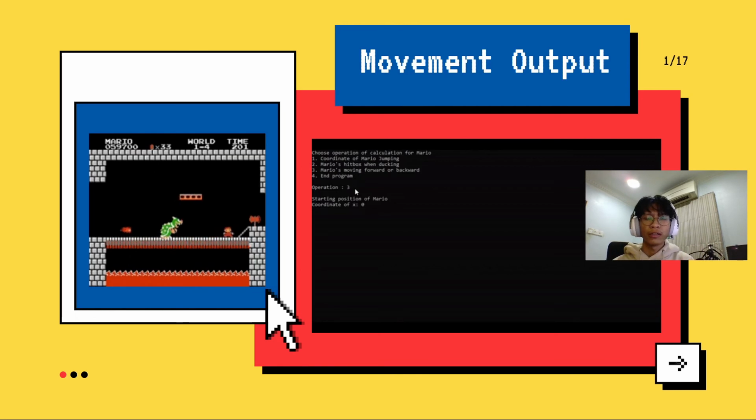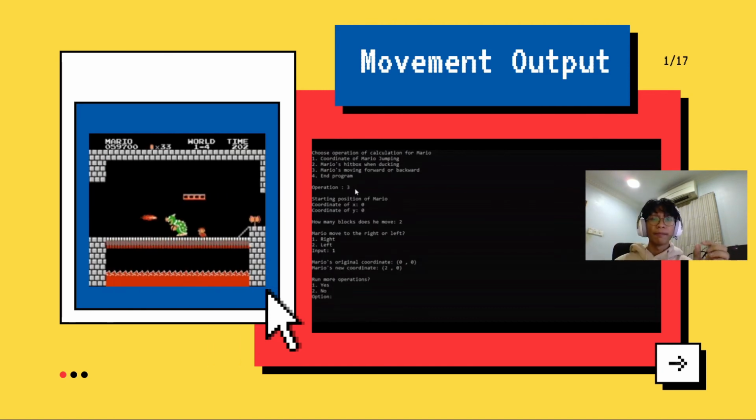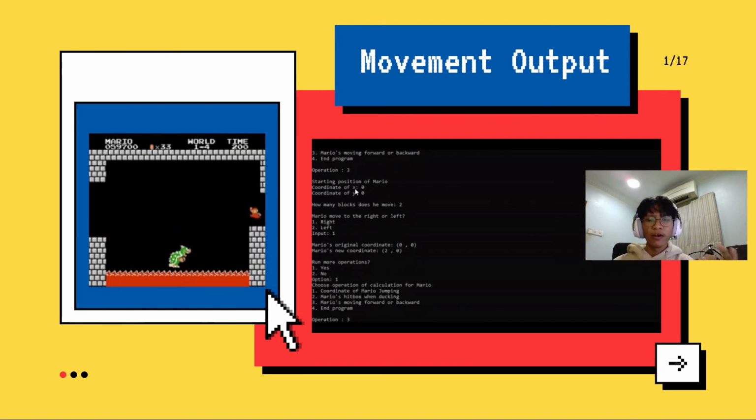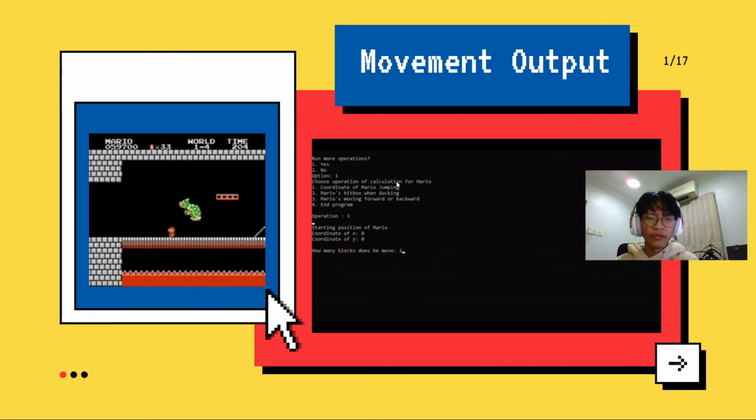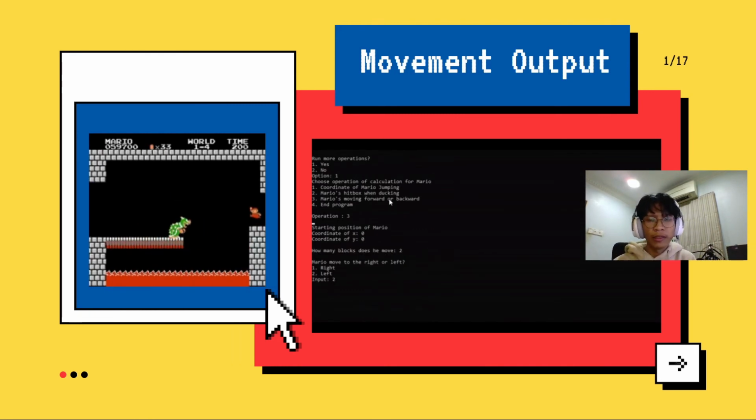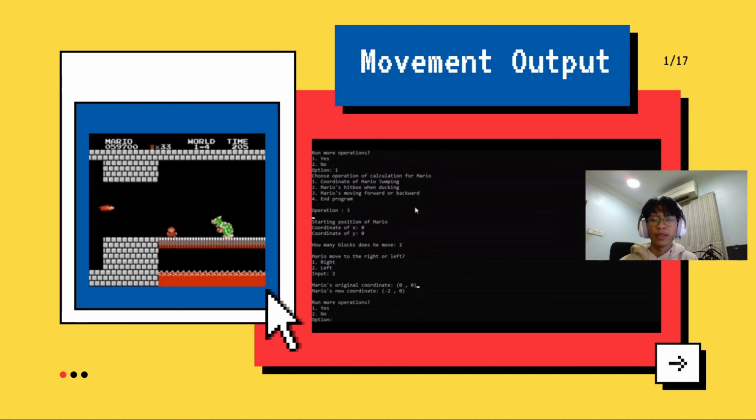When going to the right, it becomes an addition. When going to the left, it becomes a subtraction. This can be represented in the game by updating each frame of Mario's movement. We can see that Mario is moving to the right in the game right now. So each frame, the game will update the new position of Mario by how many blocks he moved.